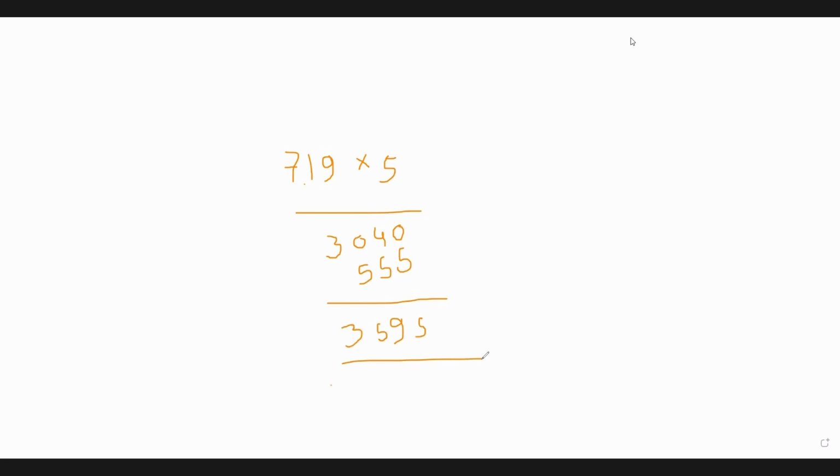Ma'am, first step is 0 at the end. Please repeat the steps. Yes. First step is put 0 at the end on the right hand side. Then do half of every single digit, right? Half of the unit place, then half of tens place, then half of hundreds place.